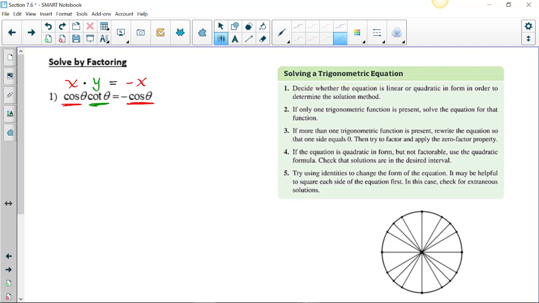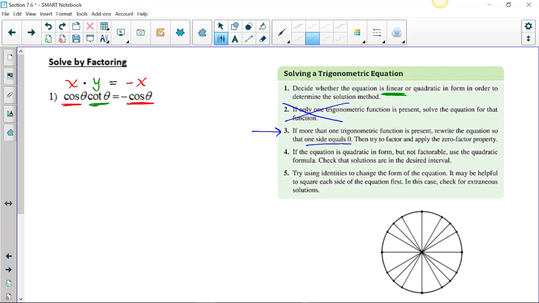So decide whether it's linear or quadratic. We would say that this is linear because all my trig functions are the first power. If only one trig function is present, that's not our case. We have more than one. So here's where we are. If more than one trig function is present, rewrite the equation so that one side equals 0. So we want to get everything on one side equal to 0.